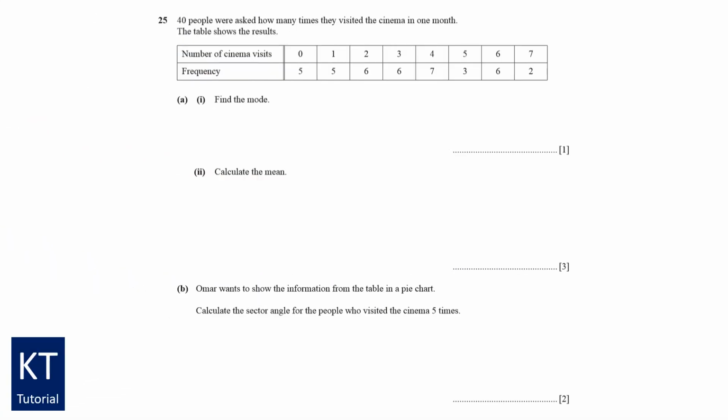Question 25. 40 people were asked how many times they visited the cinema in 1 month. The table shows the results. Find the mode. This is 4, being the one with the highest frequency. Next, calculate the mean. The mean is the sum of the products of the number of cinema visits and the associated frequency, divided by 40. Next, Omar wants to show the information from the table in a pie chart. Calculate the sector angle for the people who visited the cinema 5 times. This would be the fraction of 3 out of the total of 40 against 360 degrees.